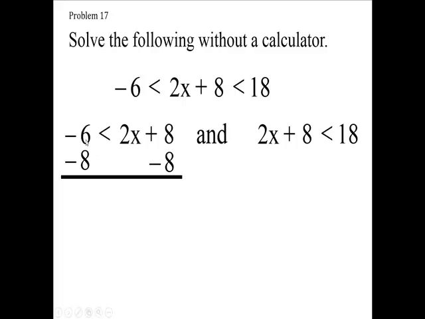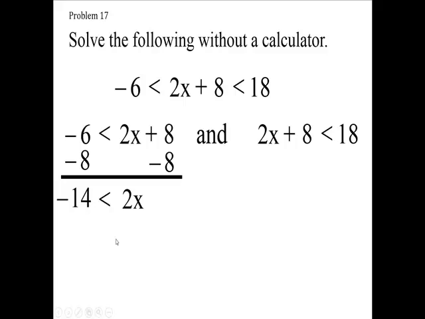Now if you owe $6 and then you borrow $8 more, now your debt increases. To increase, we add the numbers, but we are still in debt. So it's going to be a negative 14 is less than, and bring down the 2x, and this is canceled. Okay. Now, the number next to x now is the 2, and that's the coefficient. Okay. So we're going to get rid of the coefficient.